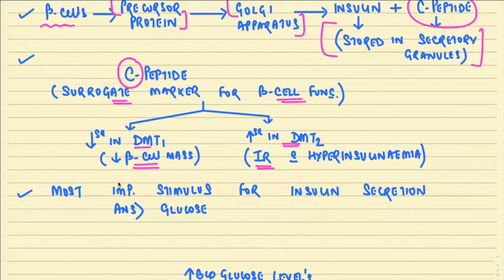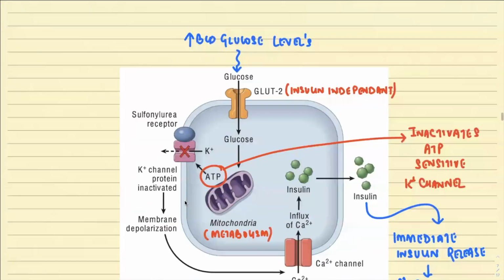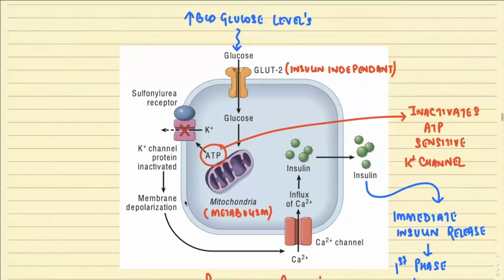Absolutely. Now the most important question: what is the most important stimulus for the secretion of insulin in our body? The answer is glucose. So glucose is the most important stimulus for insulin secretion. Now, very importantly, let us see how the insulin release occurs. All this you already know.